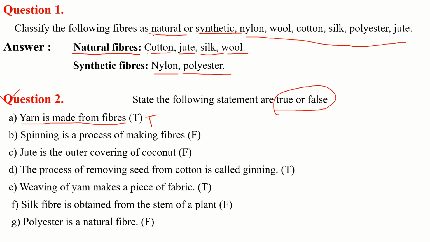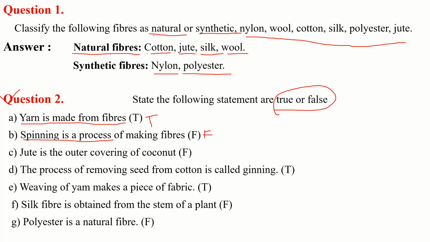Okay. Next, second statement: spinning is a process of making fibers. Is spinning a process of making fibers? No. We have learned that spinning is the process of making yarn from the fibers. In the first statement they said yarn is made from fibers, right? So to make yarn from fibers, we need the spinning process. But here they have given spinning as a process of making fibers. No, from fibers we make the yarn, and that process is called spinning. So this statement is wrong, and we have to write false.